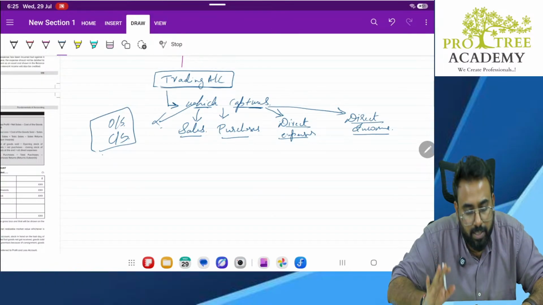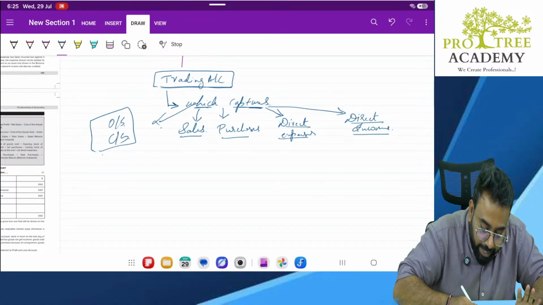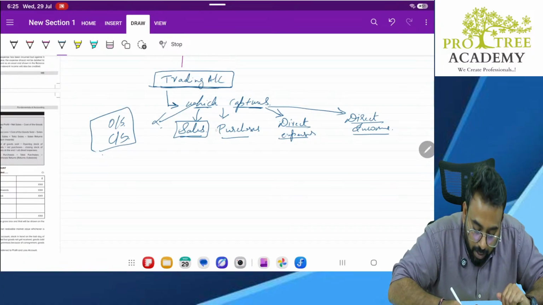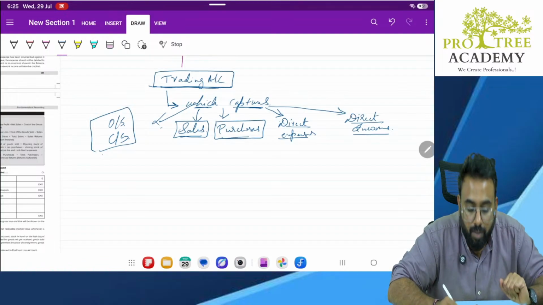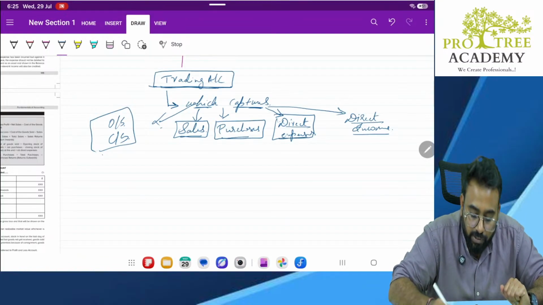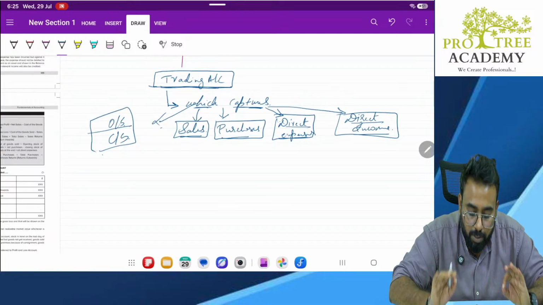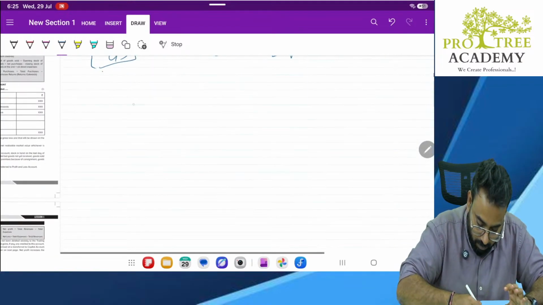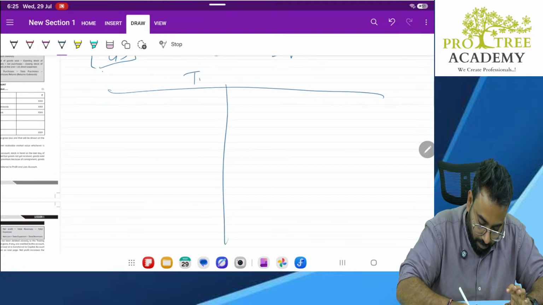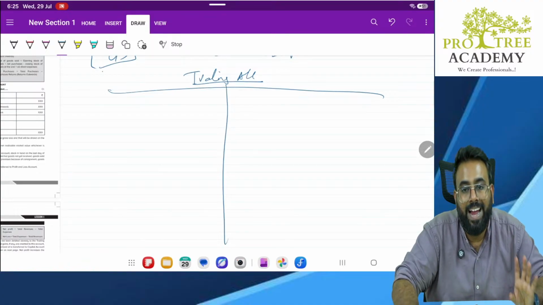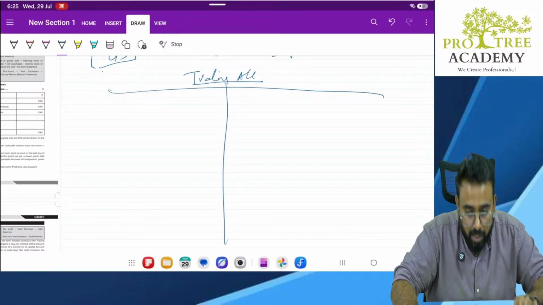Sir, what do you mean by this? It means simple, sir. In trading account, all your sales will be shown. Your purchases will be shown. Your direct expenses will be shown. Your direct income will be shown. And your opening stock and closing stock will be shown. So in trading account, you will show sales, purchases, opening stock, closing stock, direct expense and direct income. So this is your trading account.